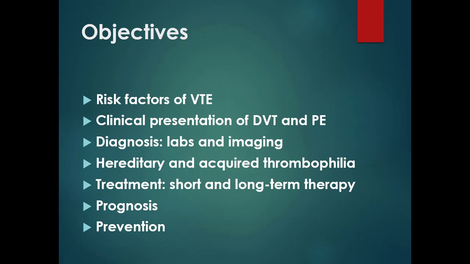So the objectives of this lecture are to address some of the risk factors for pulmonary embolism, the clinical presentation of deep vein thrombosis and pulmonary embolism, diagnosis by labs and imaging, talk about hereditary and acquired thrombophilia, and talk about the treatment, either short or long-term therapy, and the prognosis and prevention.